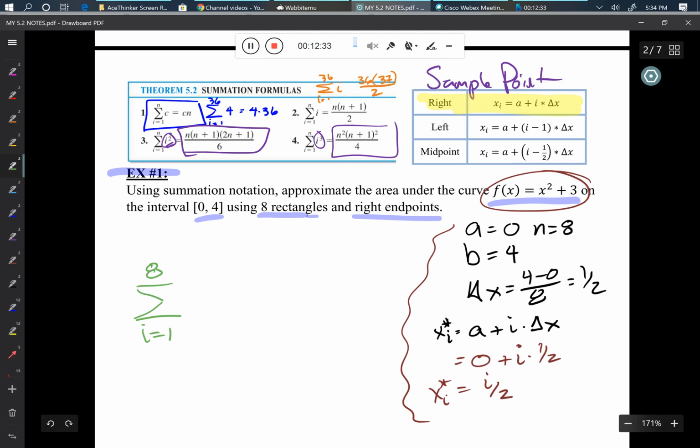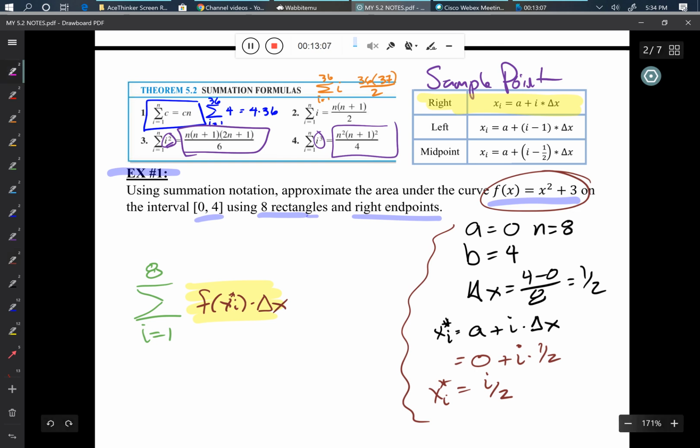Okay, why 1 to 8? 1 to 8 because I have one rectangle and then I have 8 rectangles. So I start with the first rectangle and I stop with the 8th rectangle. And then the formula that's going to go right here is going to be the formula for calculating area. Well, the area of a rectangle is height times width. So we've got our sample point in the function times our delta x.